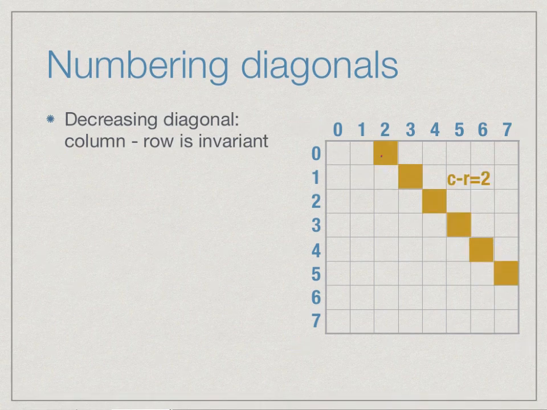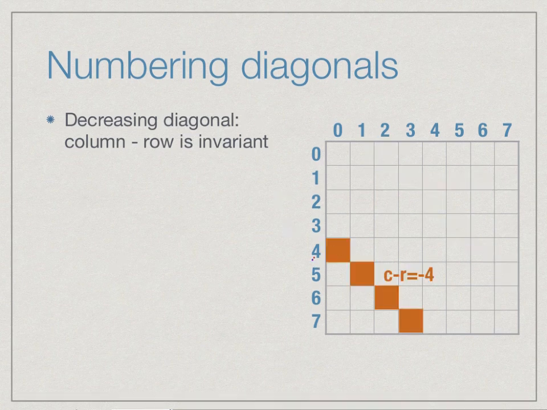For instance, look at this diagonal, which starts here. Here the column number is 2 and the row is 0, so 2 minus 0 is 2. If we go to the next item on the diagonal, it's 3 minus 1, which is again 2. Then 4 minus 2 is again 2, and so on. So for all these squares, C minus R, where C is the column number and R is the row number, the difference is exactly 2, and you can check that nowhere else on this grid is this true.